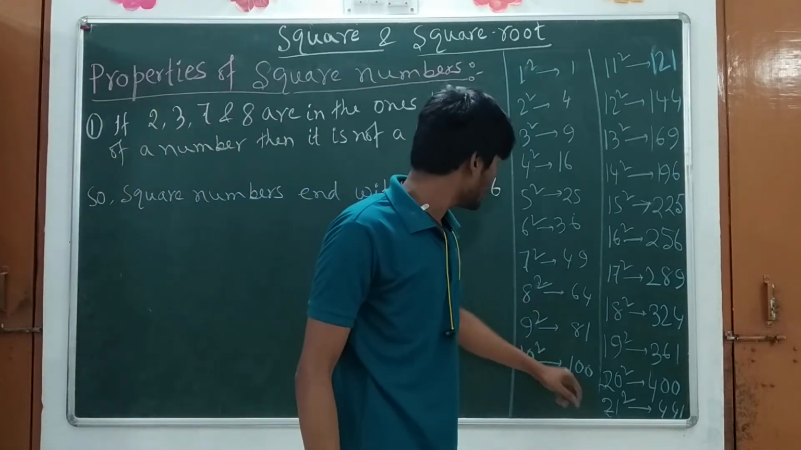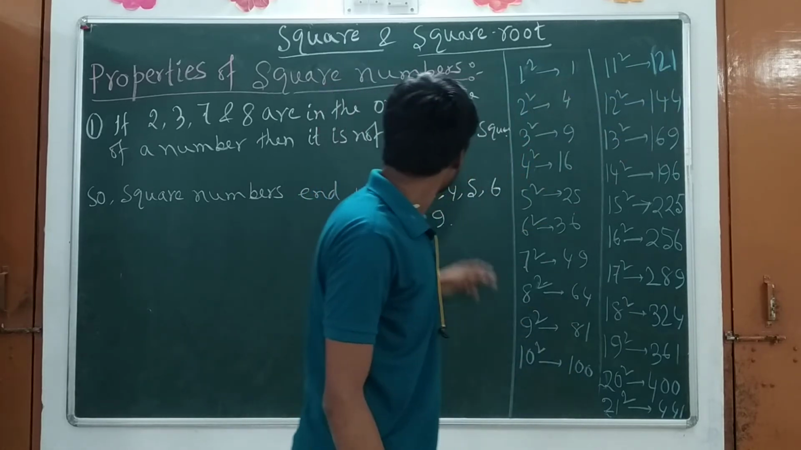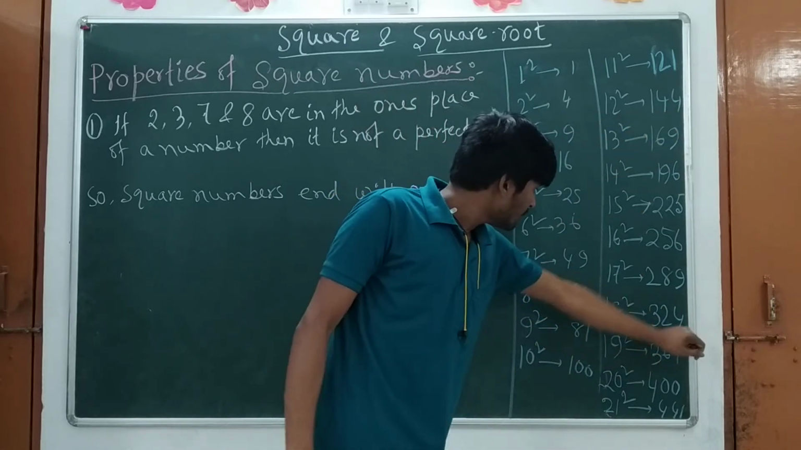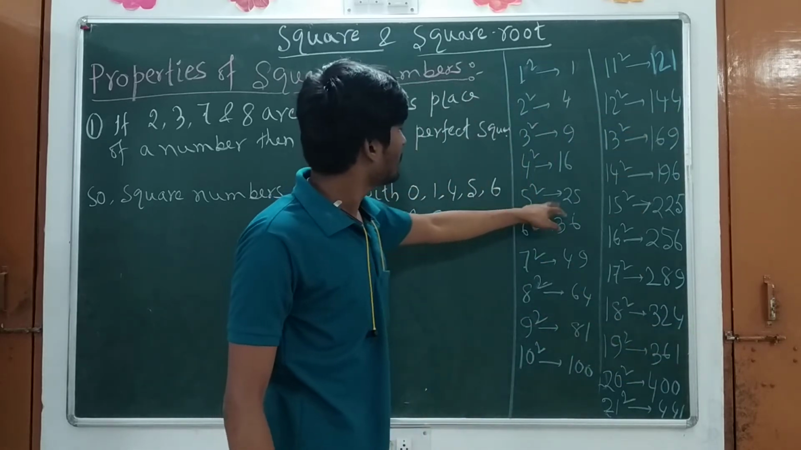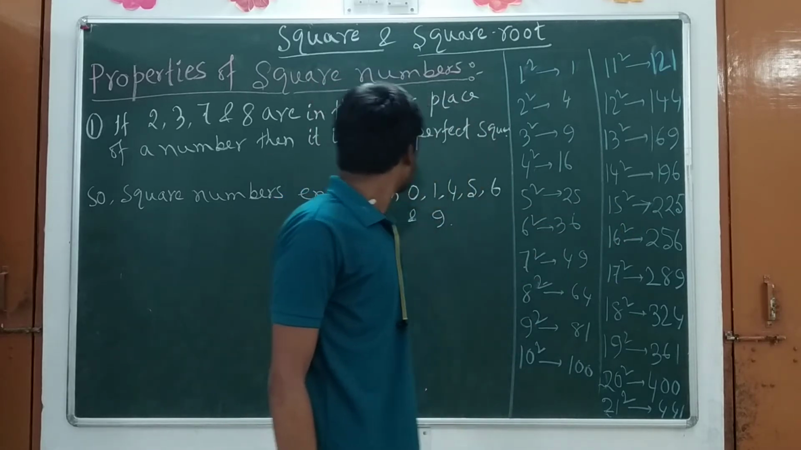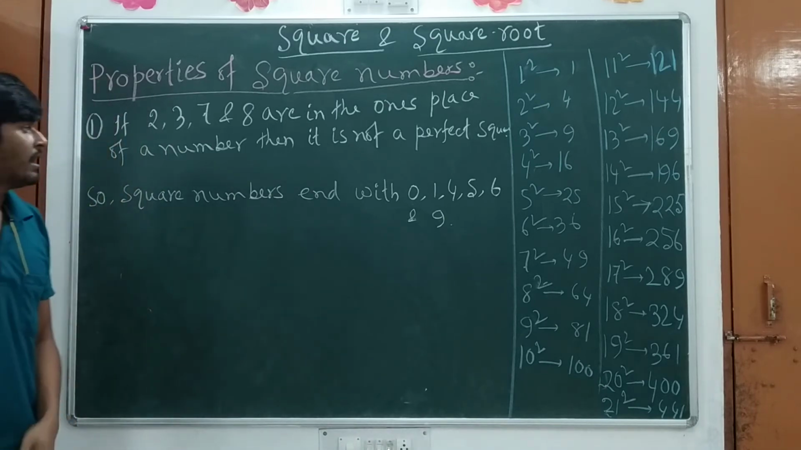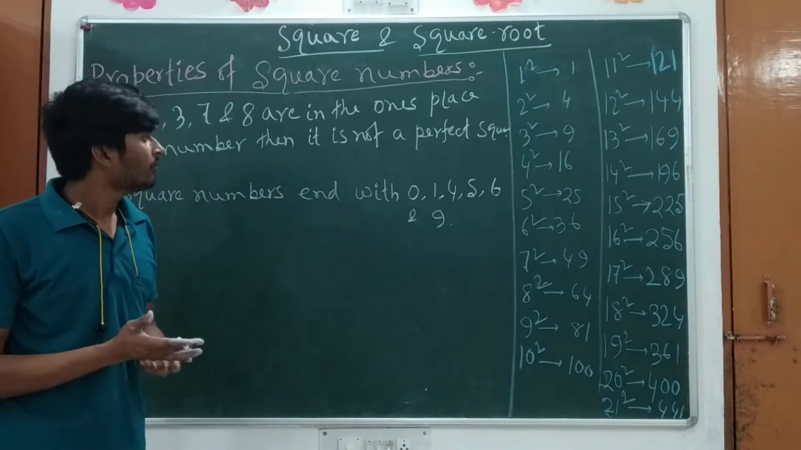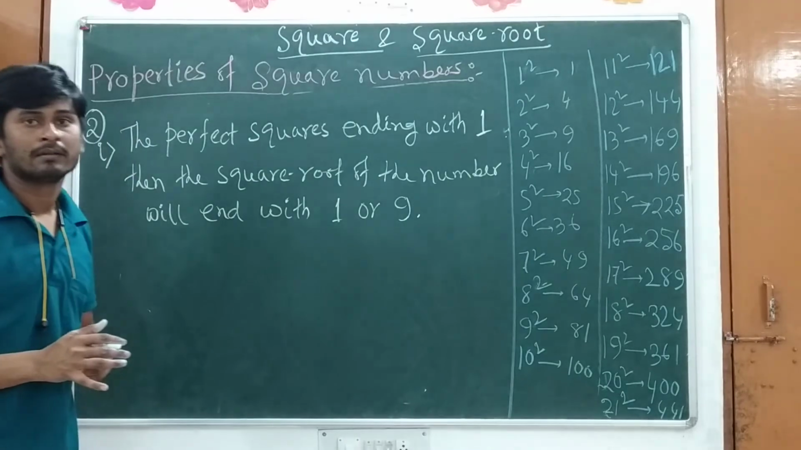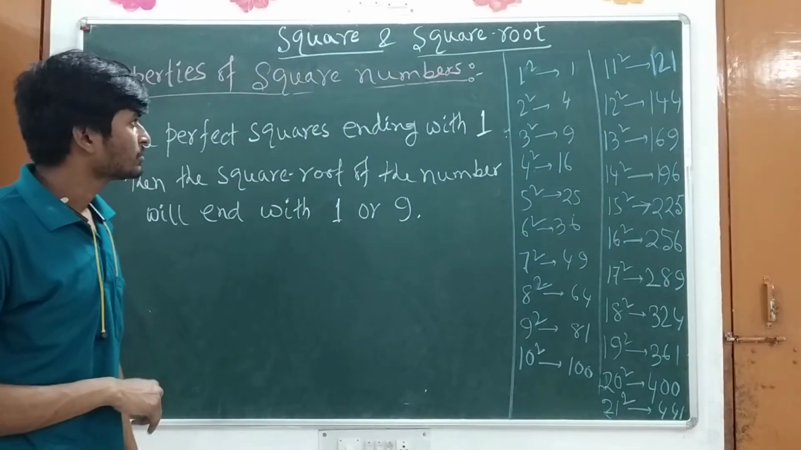Ending with 0 is 100, ending with 1 is 1, 121 like this, ending with 4 is 4, 144, 324, then 5, 25, 225, and 6 and 9 this way. So the first property is this one: square numbers end with 0, 1, 4, 5, 6 or 9. Okay. The next property is written after observing the square tables.